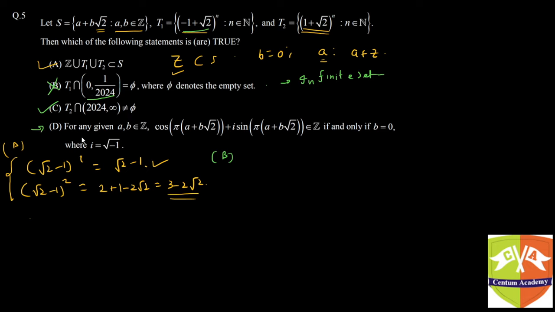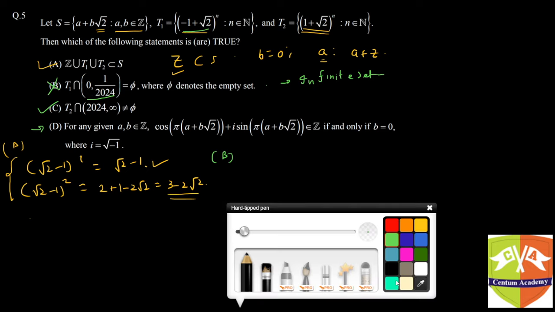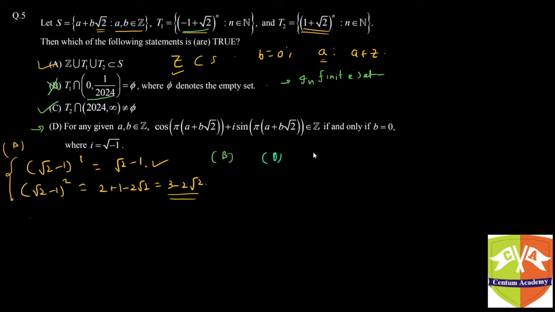Let us look at D. For any given a, b belonging to the set of integers, cos of this plus iota sine of this belongs to the integers if and only if b equals 0. So finally, we are looking at option D. In exponential form, I can write it as e raised to the power iota pi times (a + b root 2). If you wish, you can split it and write it as e raised to the power iota pi a into e raised to the power iota pi b root 2. And we want this whole number to be an integer.